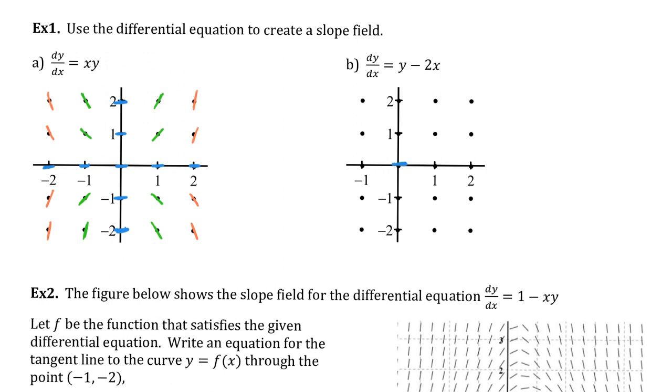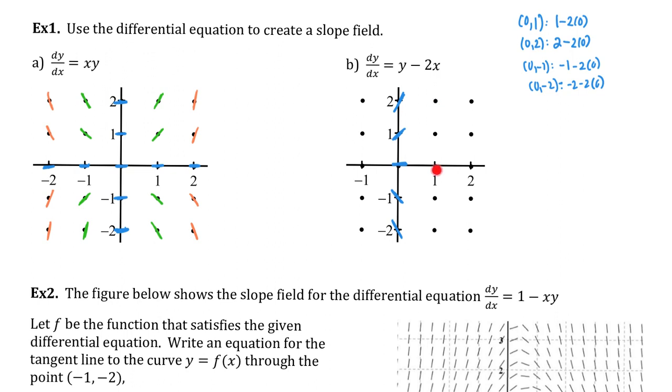Great. Okay, let's go to (0, 1). That's going to be 1 minus 2 times 0, which is going to be 1. So let me make this slope 1. Let's go to (0, 2). That's going to be 2 minus 2 times 0, which is just 2. Let me go to (0, -1). What's that? -1 minus 2 times 0, which is -1. (0, -2): -2 minus 2 times 0, which is -2. So a little more steep.